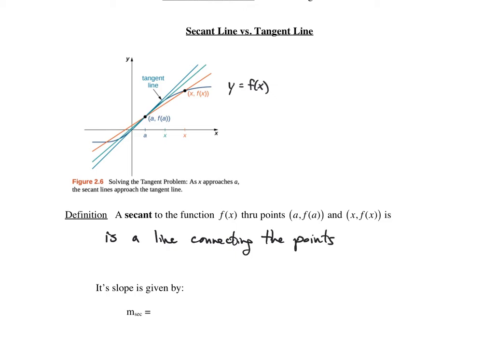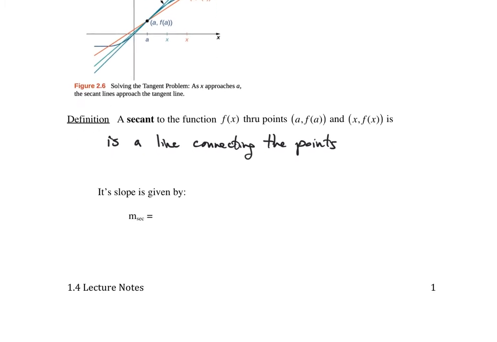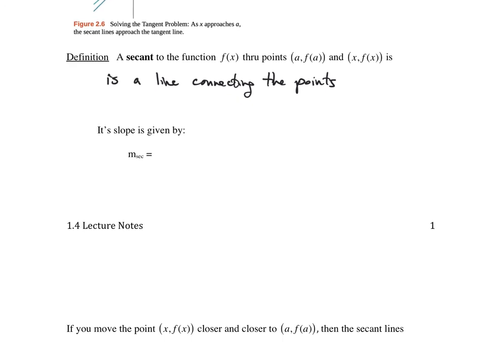One of the things that we care about is calculating the slope of this line. Remember, the slope of a line is given by delta y, the change in the y values, divided by delta x, the change in the x values. So when you look at our 2 points, the y values are f of x and f of a, so we subtract those in the numerator. And the x values are x and a, so we subtract those in the denominator.